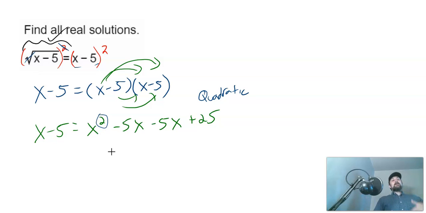So with quadratic, we want to get it equal to 0 and then either factor or use the quadratic formula, the most likely options that we'll have to consider.